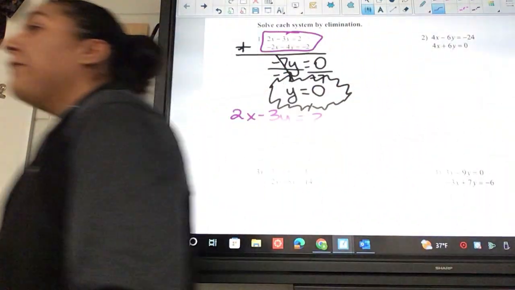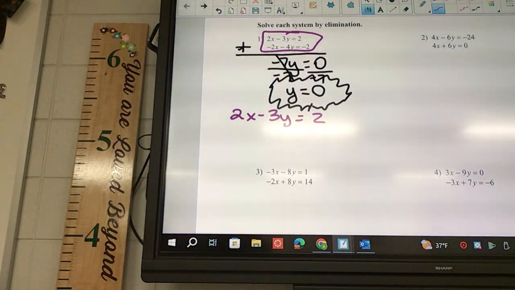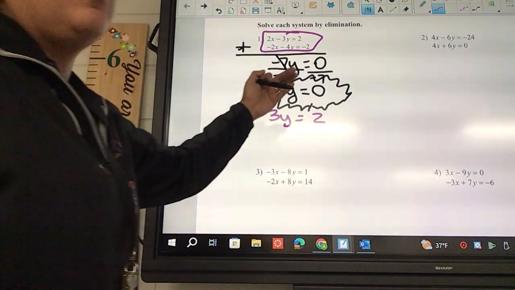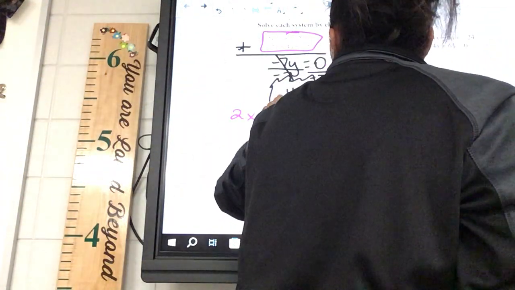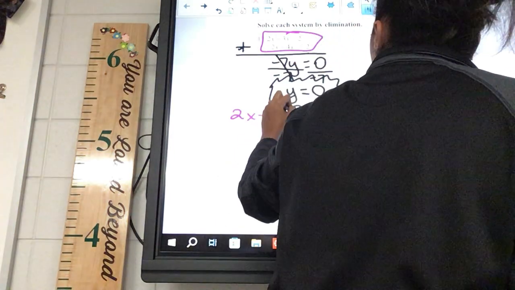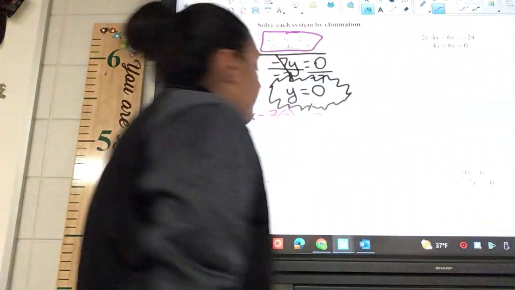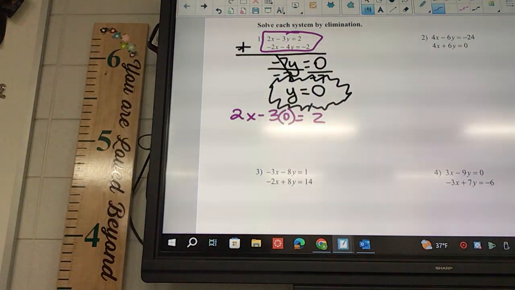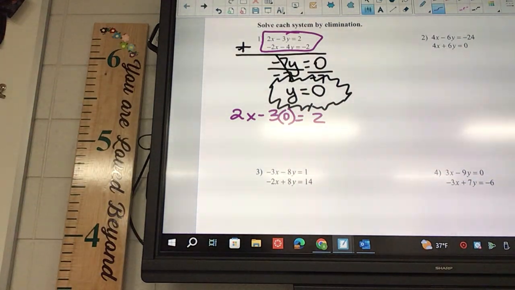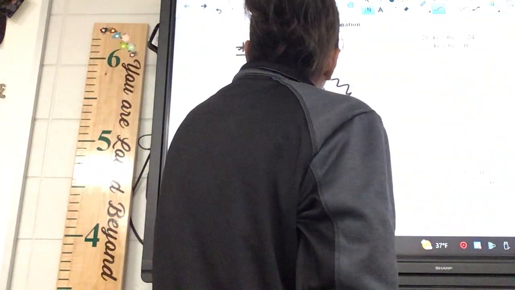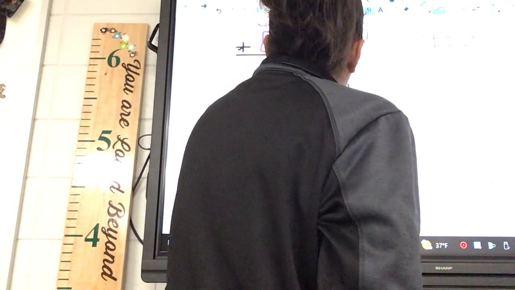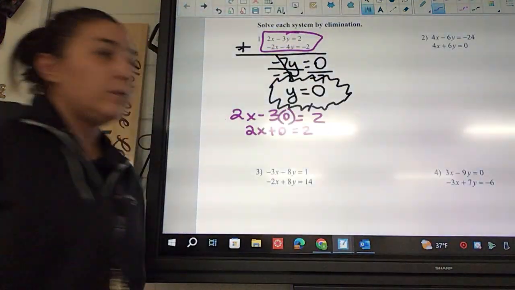We have solved for one of the variables. What was it? Y, and it's 0. So wherever the y is, we're going to erase it and put a 0, or you can write over it darker if you want to. Now we always do the parentheses first. So what is negative 3 times 0? 0. So you're going to get 2x, you can say plus 0 or minus 0, it doesn't matter, equals 2.